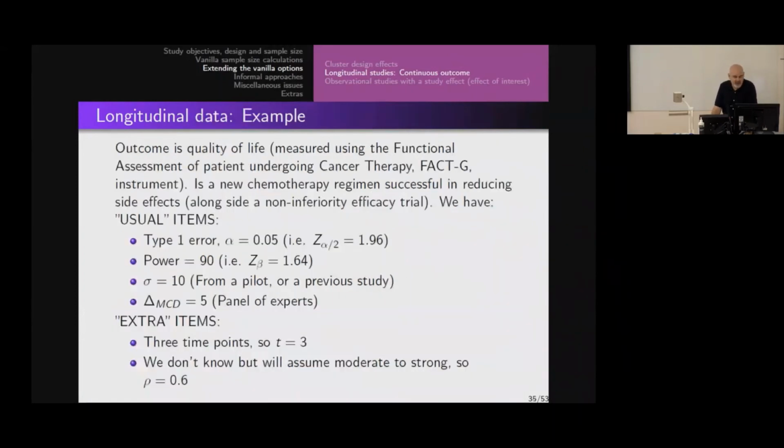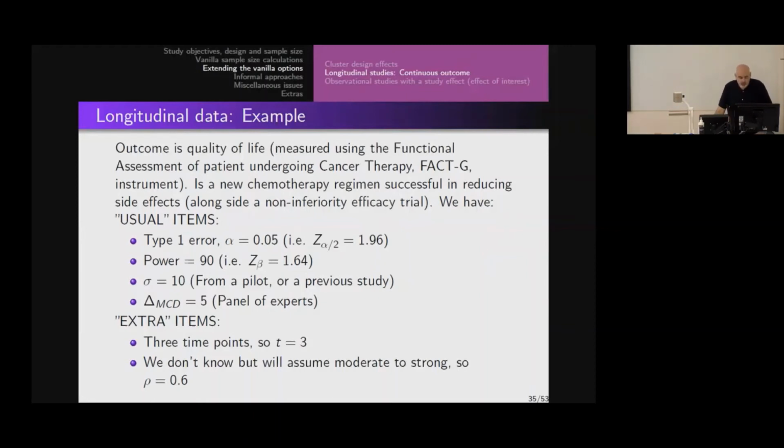Okay, so let's do a very quick example using longitudinal data. Outcome is quality of life, measured using a functional assessment of patients undergoing cancer therapy. That's a mouthful. So the FACT-G instrument. Is a new chemotherapy regimen successful in reducing side effects? And we're also going to run this alongside a non-inferiority trial, which I'm not going to talk about the sample size calculations for. Okay.